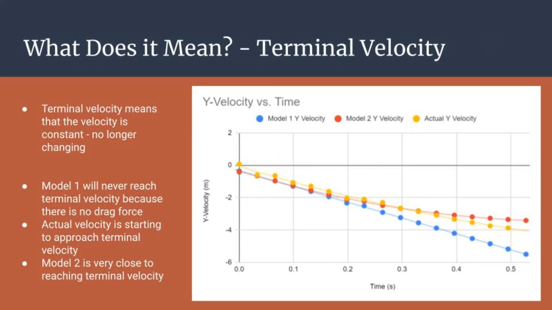A terminal velocity is reached when the velocity stops increasing and there is no net force acting upon the object. This occurs because the drag force and gravity are the same magnitude, so the object continues falling at a constant velocity. This graph shows the velocity of each model with respect to time. The terminal velocity would be reached as the slope of the velocity approaches zero. However, the two models and actual velocity are still changing, so none have reached terminal velocity at this point in time. However, it is apparent that Model 2 is closer to reaching terminal velocity than the other two data series.